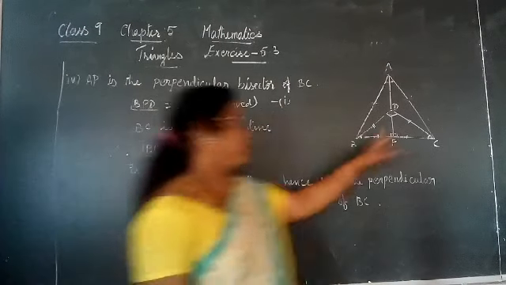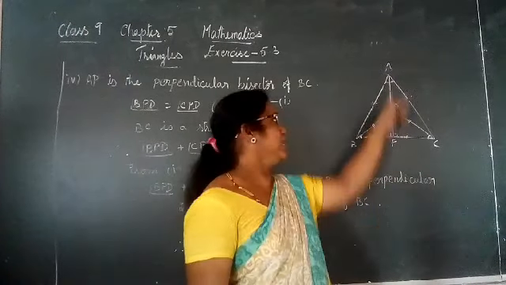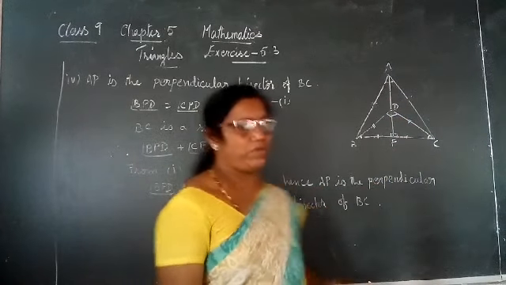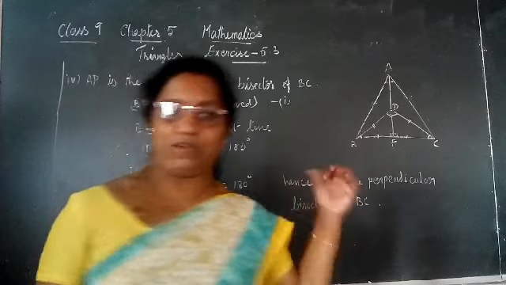So, the two angles are equal to 90 degrees. The line AP is perpendicular to BC. That is what we have to prove. This is the last part of this first question.